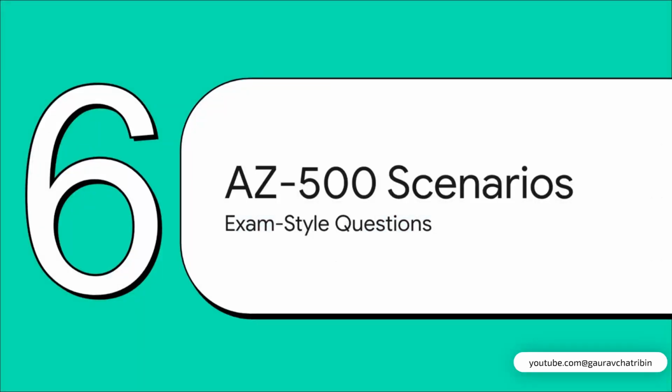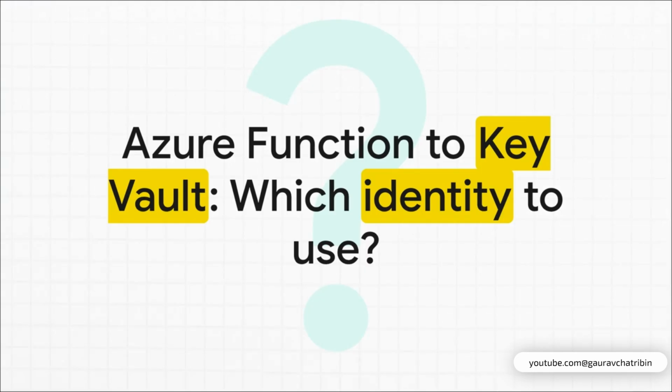Okay, let's put this knowledge to the test. For the AZ-500, they're not just going to ask you for definitions, they're going to hit you with real-world scenarios. So let's run through a couple of classic examples to make sure this stuff really sticks. Okay, think back to our rule. Where is the code running? And where is the resource it needs to get to? In this case, it's an Azure function that needs to talk to an Azure Key Vault. That's one Azure resource talking to another Azure resource.